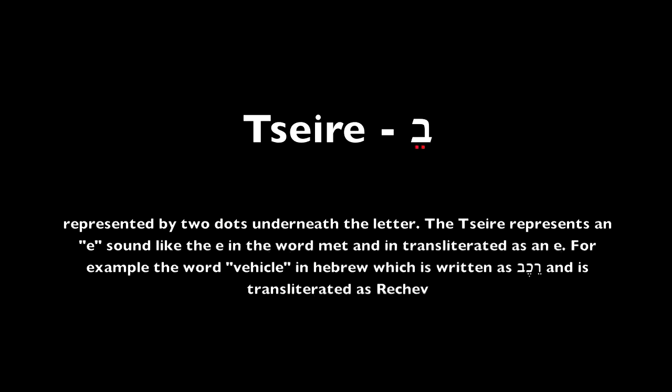Tzere, represented by two dots underneath the letter. The tzere represents an E sound like the E in the word met and is transliterated as an E. For example, the word vehicle in Hebrew, which is written as rechev, is transliterated as rechev.